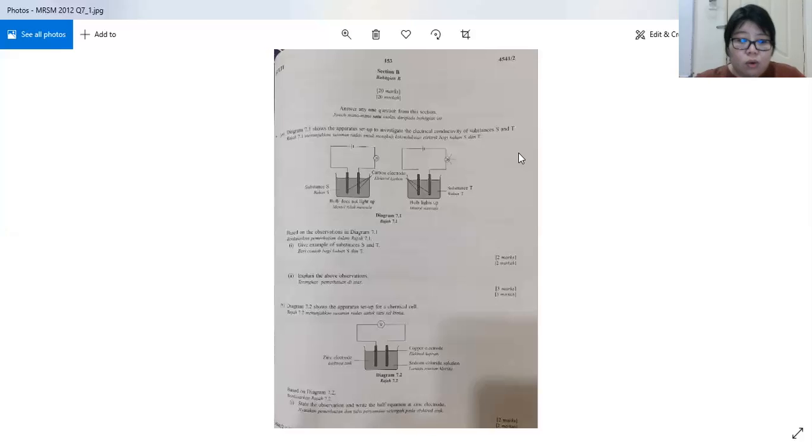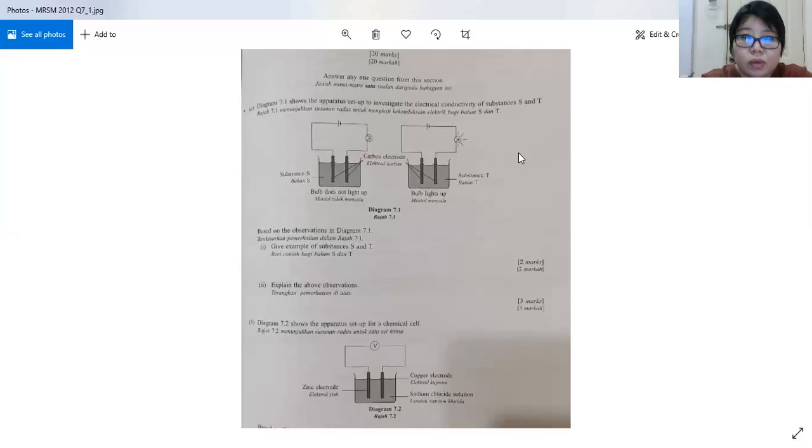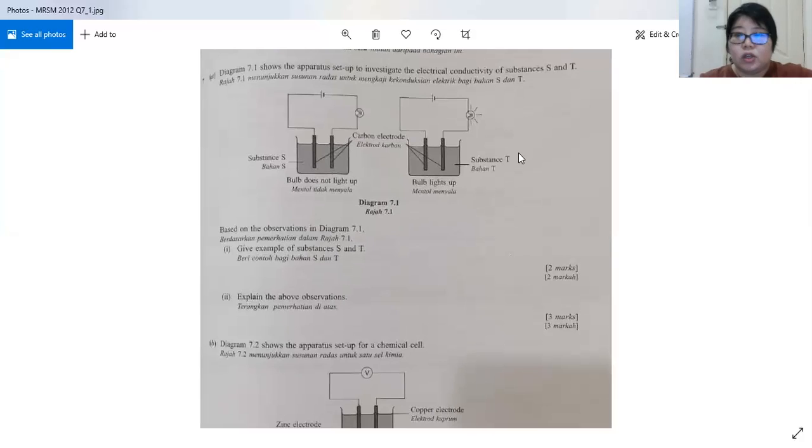And today we are using MRSM questions 2012, which is question 7, related to the conductivity of electricity of substances. Now, I'm going to share my screen. Okay, I hope you can see this clearly. This is question 7, actually, that you have already completed. Now, let's move on. The diagram shows two apparatus set up.